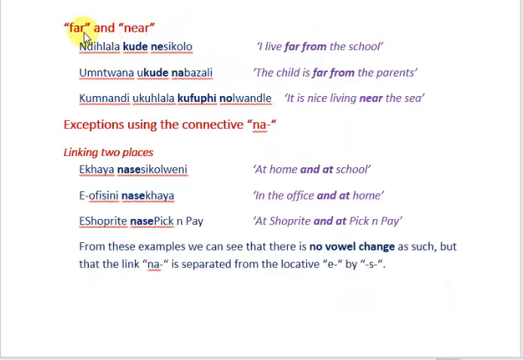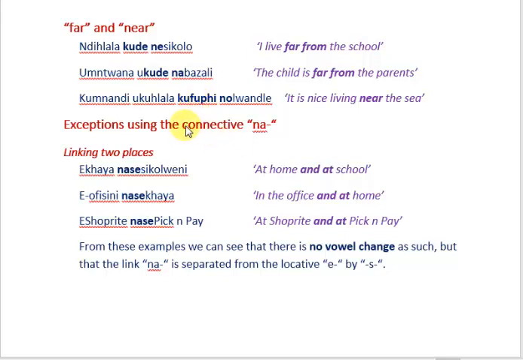Sticking with na, expressing far and near also uses this particular little link as follows: ndihlala kude nesikolo, so it's kude na and isikolo, kude nesikolo. Umntwana uhlala kude nabazali, far from the parents. Kumnandi ukuhlala kufuphi nolwandle. It is nice staying near the sea. So kude and kufuphi are followed by na.